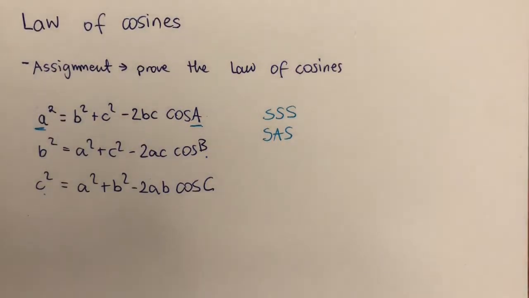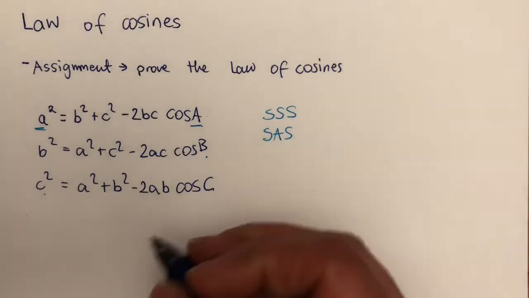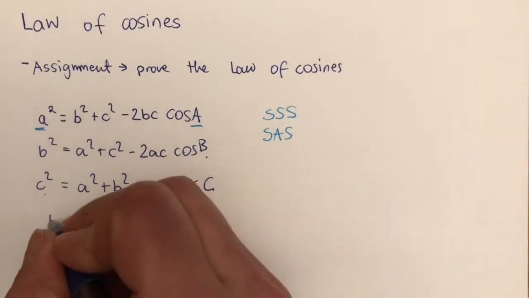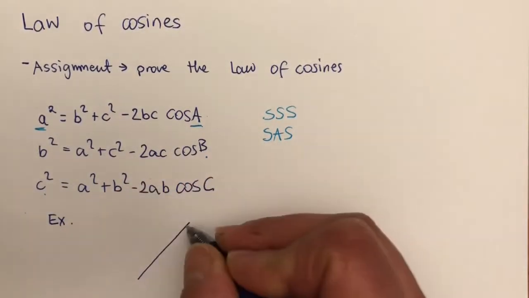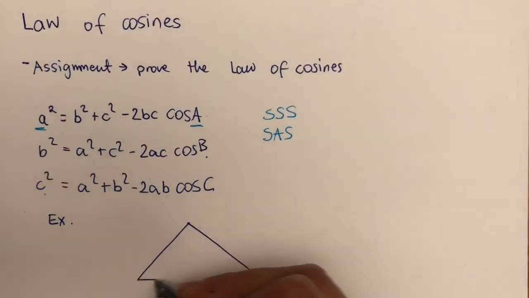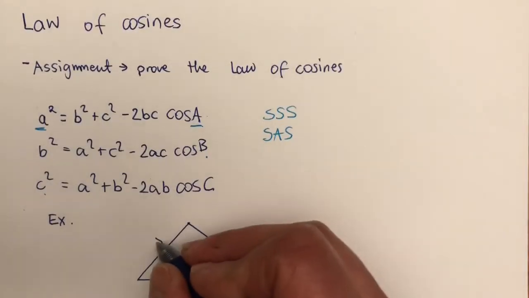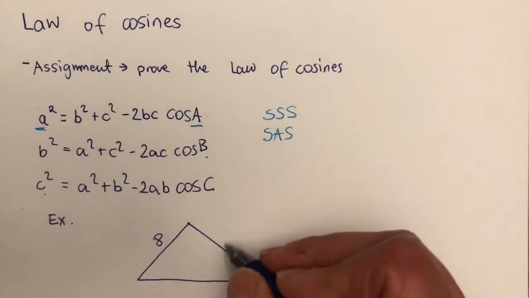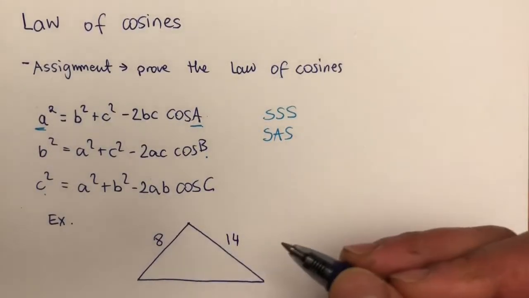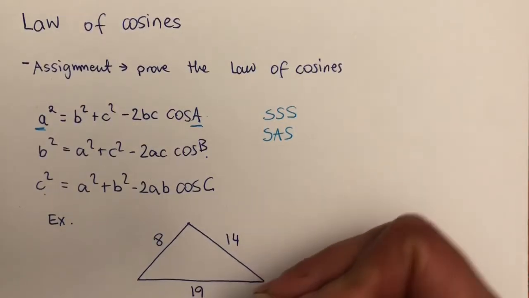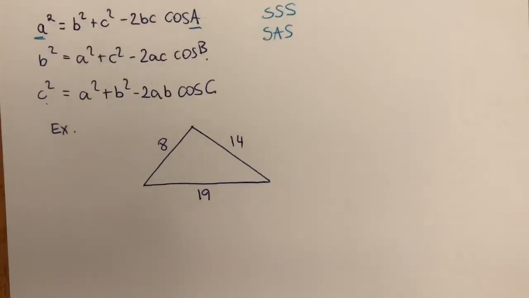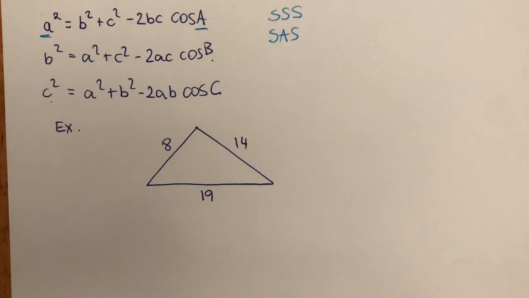So let's see. If I give you an example, and I give you a triangle, this is just an example from your textbook, but I'm going to make it a little bit different. If this is 8, if this is 14, and this is 19, quite often you will see a problem like this, and it will be set up to solve it.